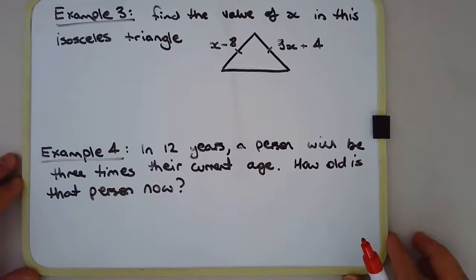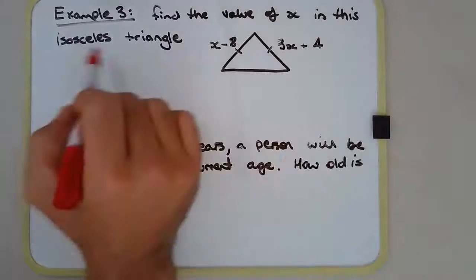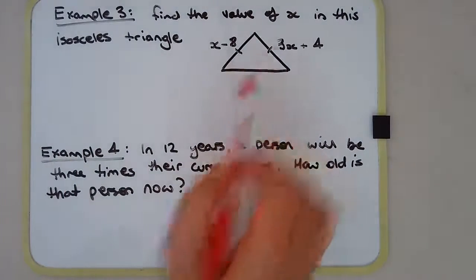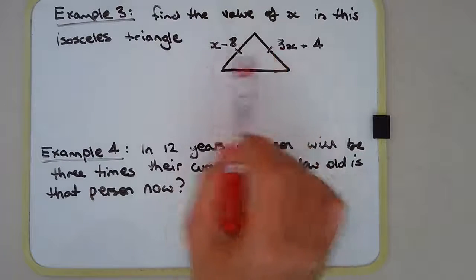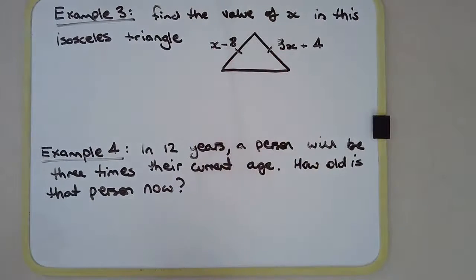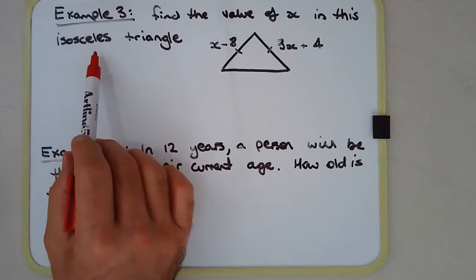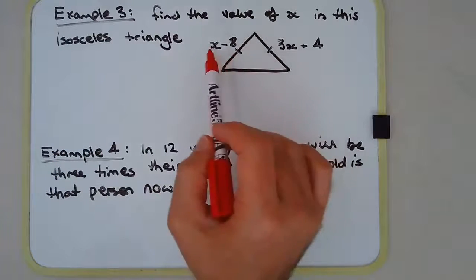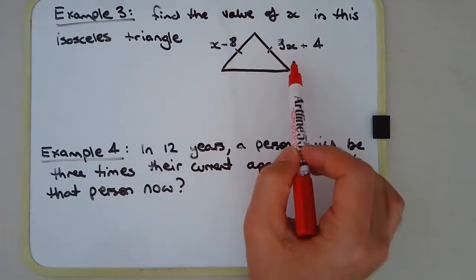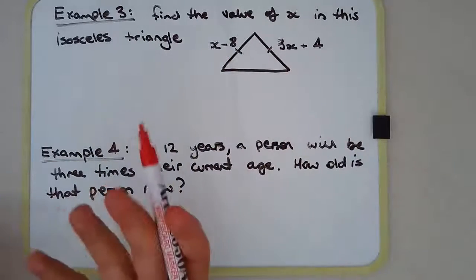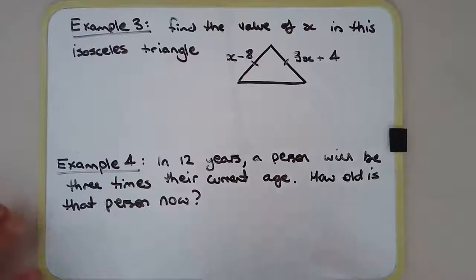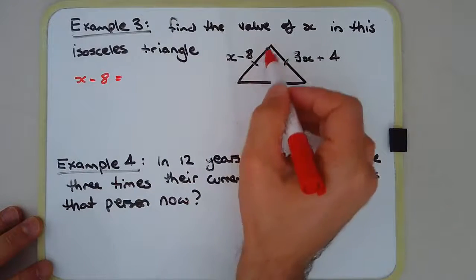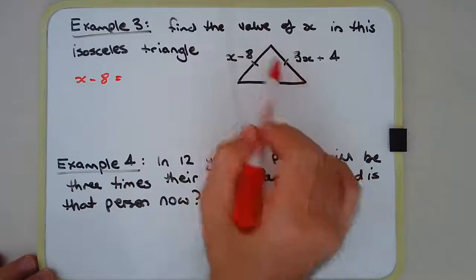Let's have a look at example 3. Find the value of x in this isosceles triangle. What do you know about isosceles triangles? In fact, I've marked them in already. Two sides are equal. So the first thing that comes to mind is, I need to know the properties of an isosceles triangle. I know that 2 sides are equal, so that means that whatever this side is, x minus 8, must equal 3x plus 4. So now we can form our equation. x minus 8, that's this side here, is equal to 3x minus 4.